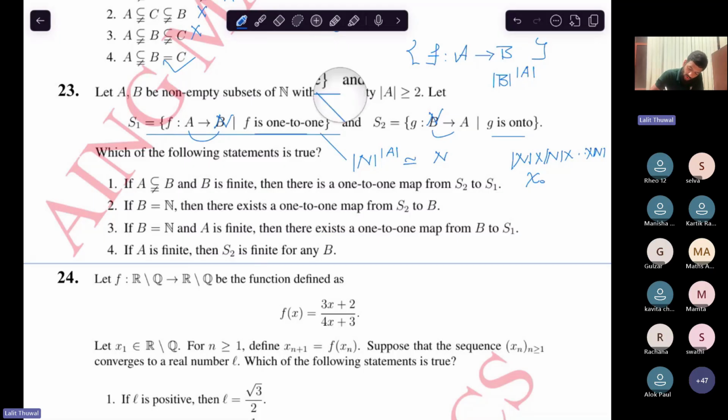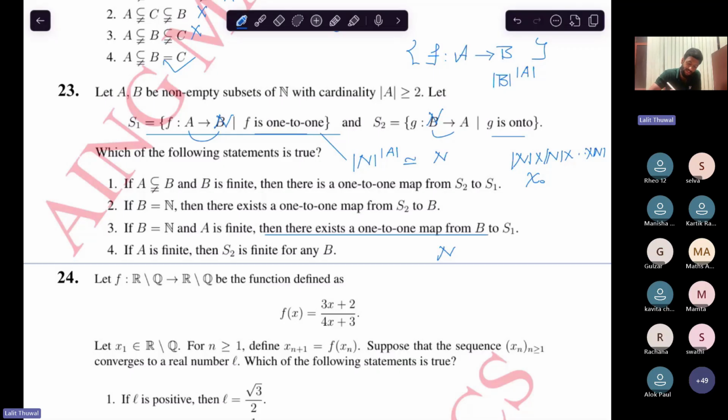Then there exists a 1-to-1 map from B to S1, and B is equal to N. So cardinality of N is also aleph naught. So both are countably infinite. So there is a 1-to-1 map, right? Bijective correspondence. There is a bijective correspondence. Okay, so this one is correct. Now you can discard 1, 2, 4 also. Okay, so let me leave those for you. The correct one is this.